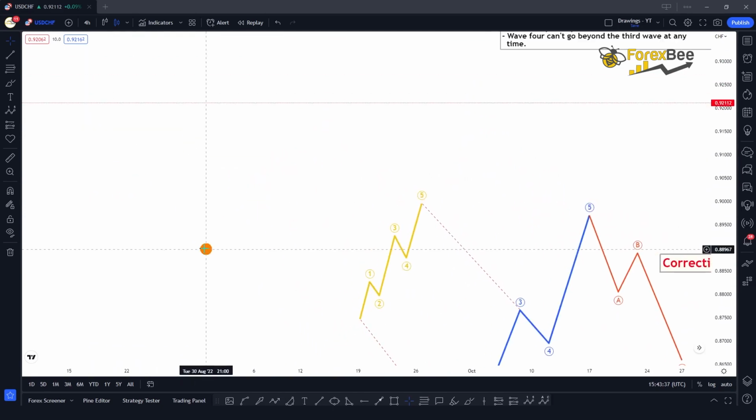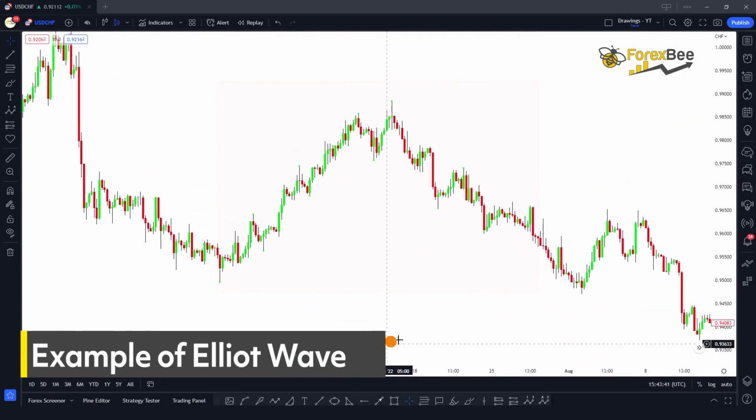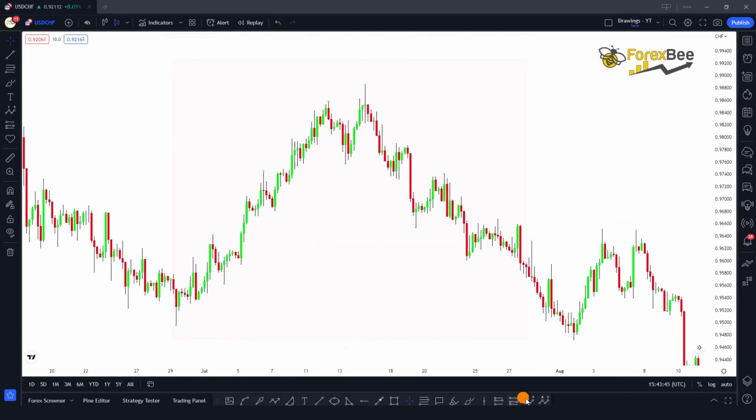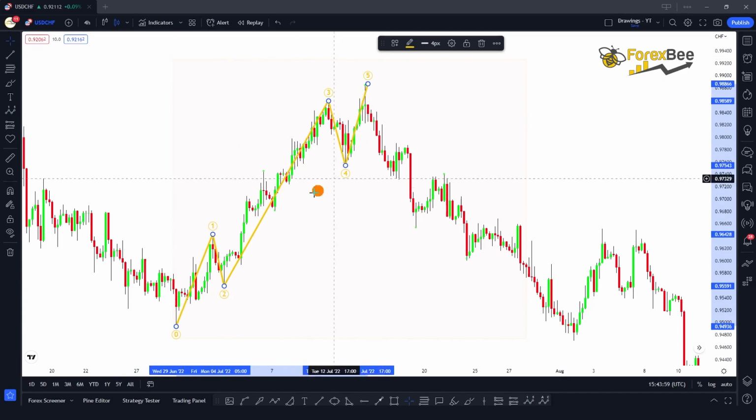Now let's look at an example of the Elliott wave pattern on the charts and how you can detect it successfully. For example, if you go here and zoom in a little bit, we can see the formation of an Elliott wave, because this is going to be our starting point. Then this is wave 1, 2, 3, 4, and 5. So till now, our first phase of the Elliott wave pattern, the impulsive phase, is complete.